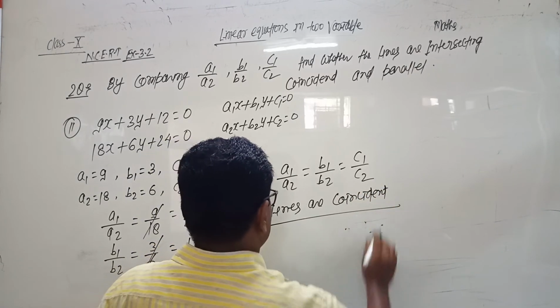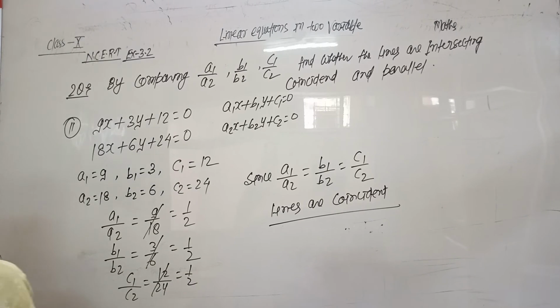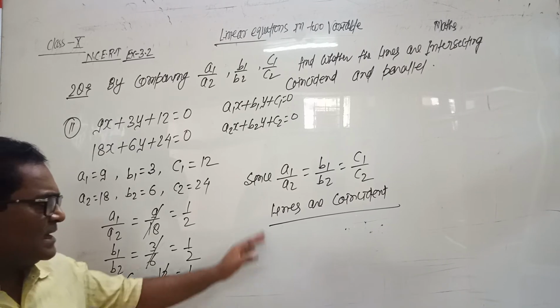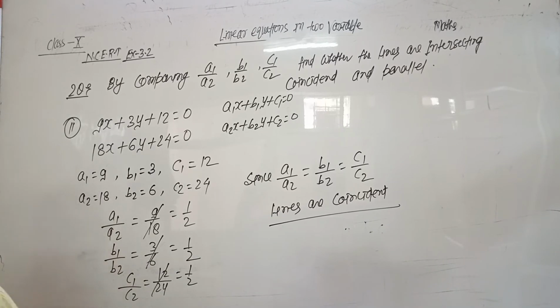This was the condition when a1 by a2 equals b1 by b2 equals c1 by c2. So this is the condition that the lines are coincident, meaning infinitely many solutions. Coincident lines, infinitely many solutions, dependent and consistent. But we only have to find out whether the lines are coincident, parallel or intersecting. So the answer will be the lines are coincident.